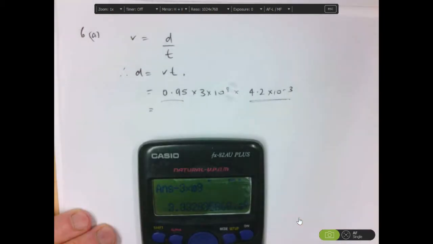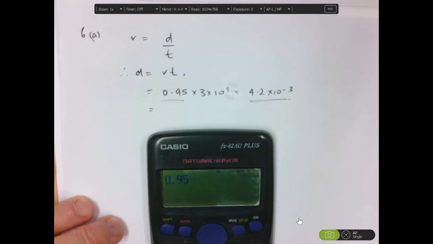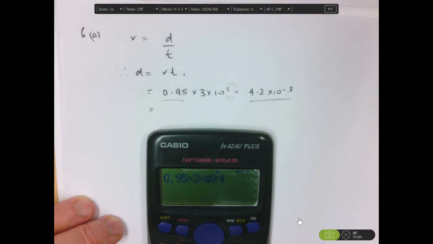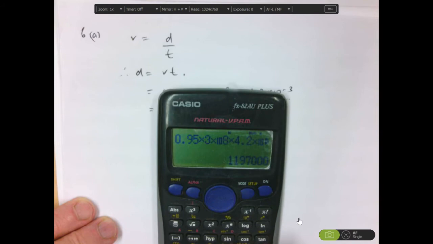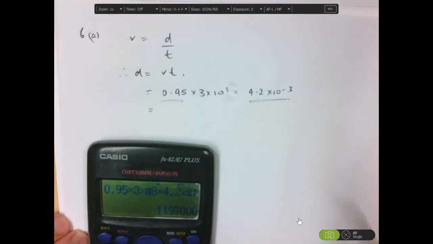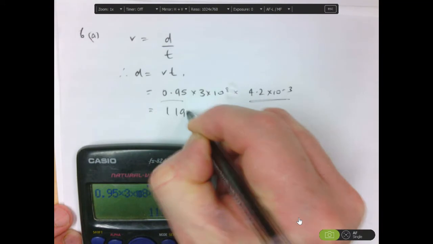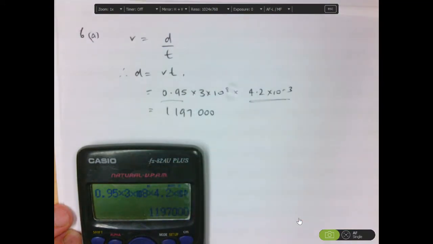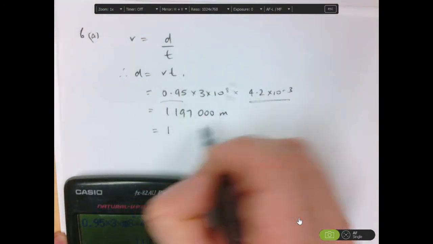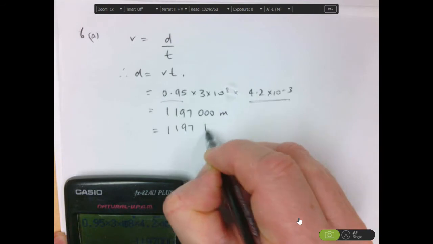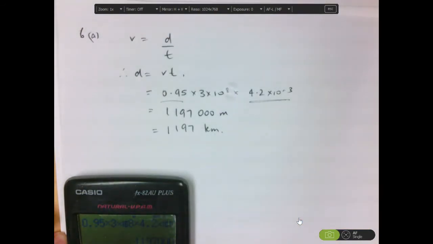Rightio, so popping that into our calculator, 0.95 times 3 exponent 8, this definitely is 95% speed of light, yep. Multiplied by 4.2 exponent negative 3. We have to use the proper units now. So this is how many meters it would be. It would be 1,197,000 meters. In other words, it would go 1,197 kilometers in that time, because it's traveling at a phenomenal speed.